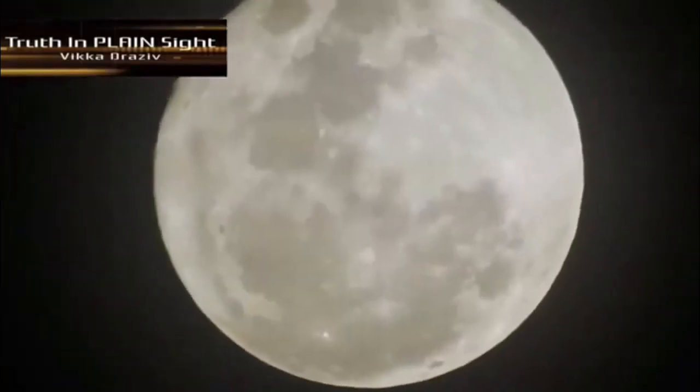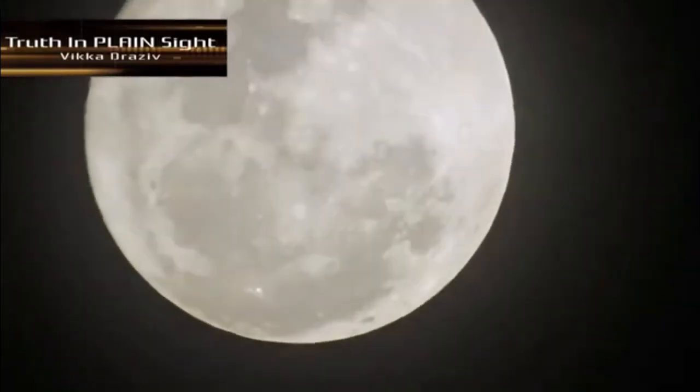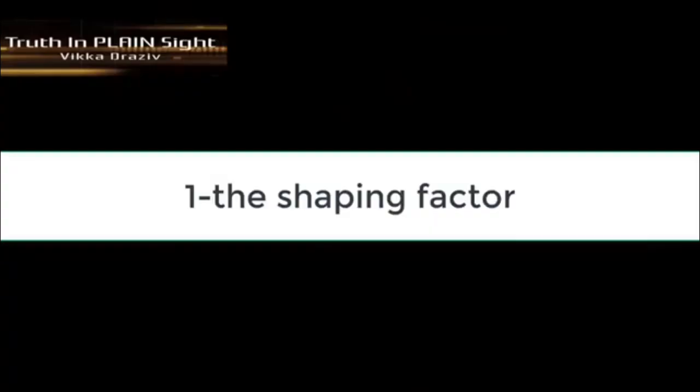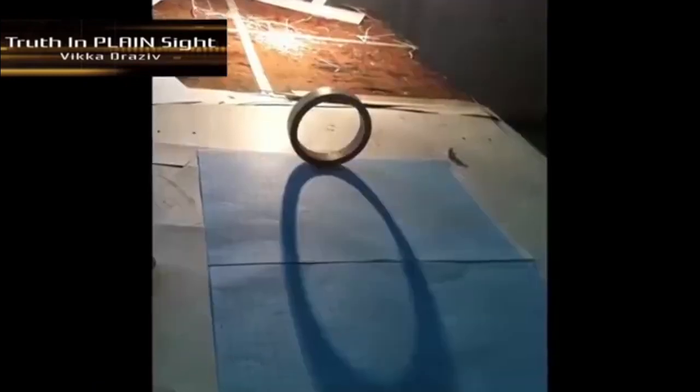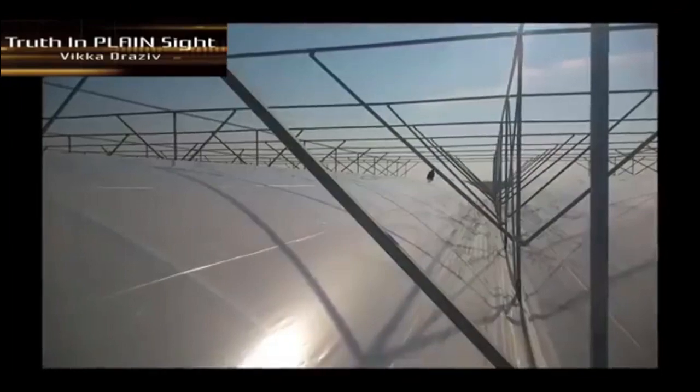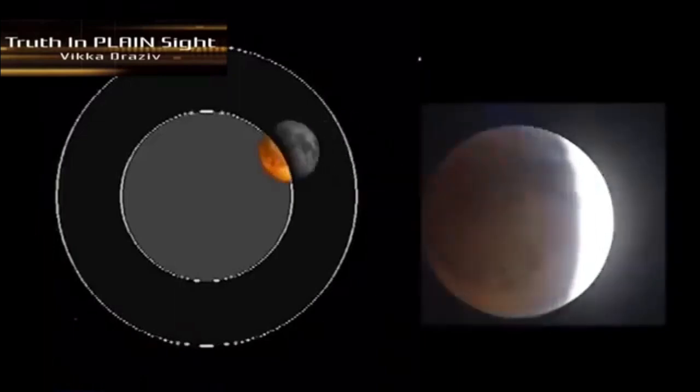We are going to see 4 important factors to know the true topography or shape of the Moon. The shaping factor. A shadow will always naturally move across different types of surface. The shadow will always take the shape of the surface or area, revealing the true shape of an object. This never happens on the surface of the Moon during an eclipse.